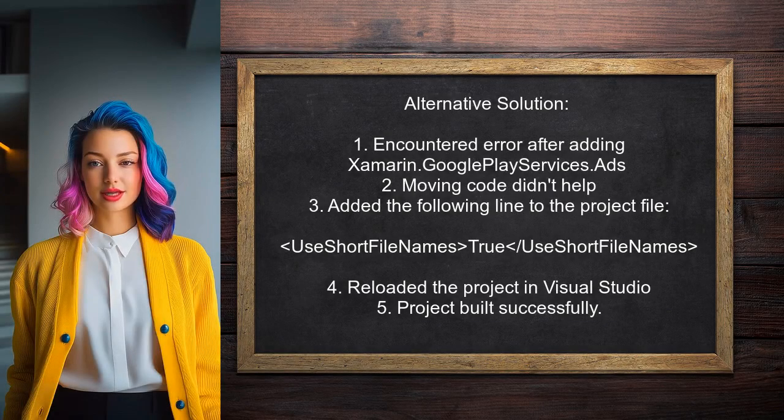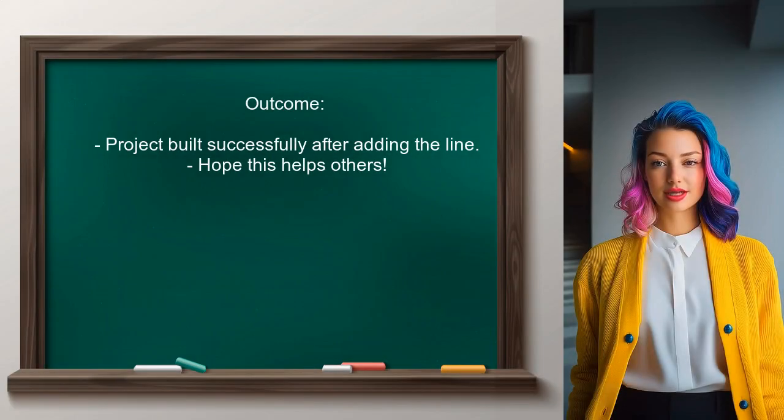Another user encountered the same error after adding a reference to xamarin.googleplayservices.ads. They tried moving their code to the root directory, but it didn't resolve the issue. Following a suggestion, they added a line to their project file. This approach helped the user successfully build their project. They hope this solution assists others facing the same issue.